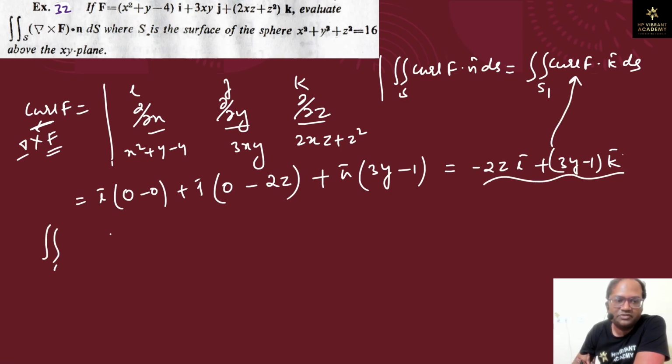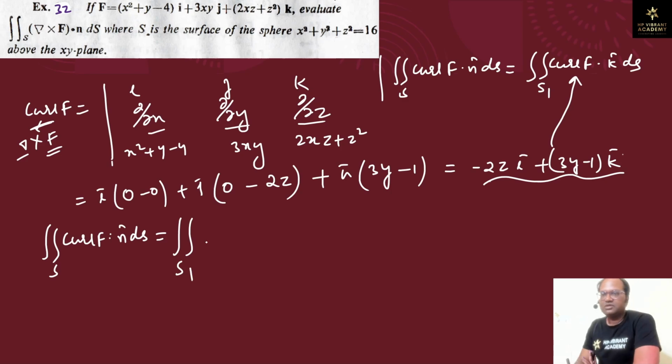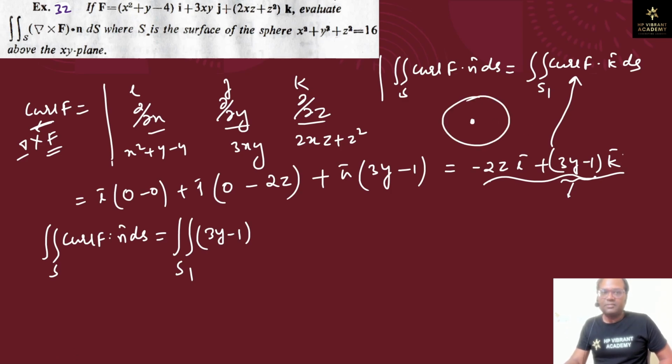So we have the surface integral of curl of f dot n cap ds along the surface S1. Curl of f is this one. So the dot product with k will result in 3y minus 1 only. So this is (3y minus 1) ds. This surface S1 is a planar region, with equation x square plus y square is equal to 4. This is a planar region, so we can write ds as dx dy.